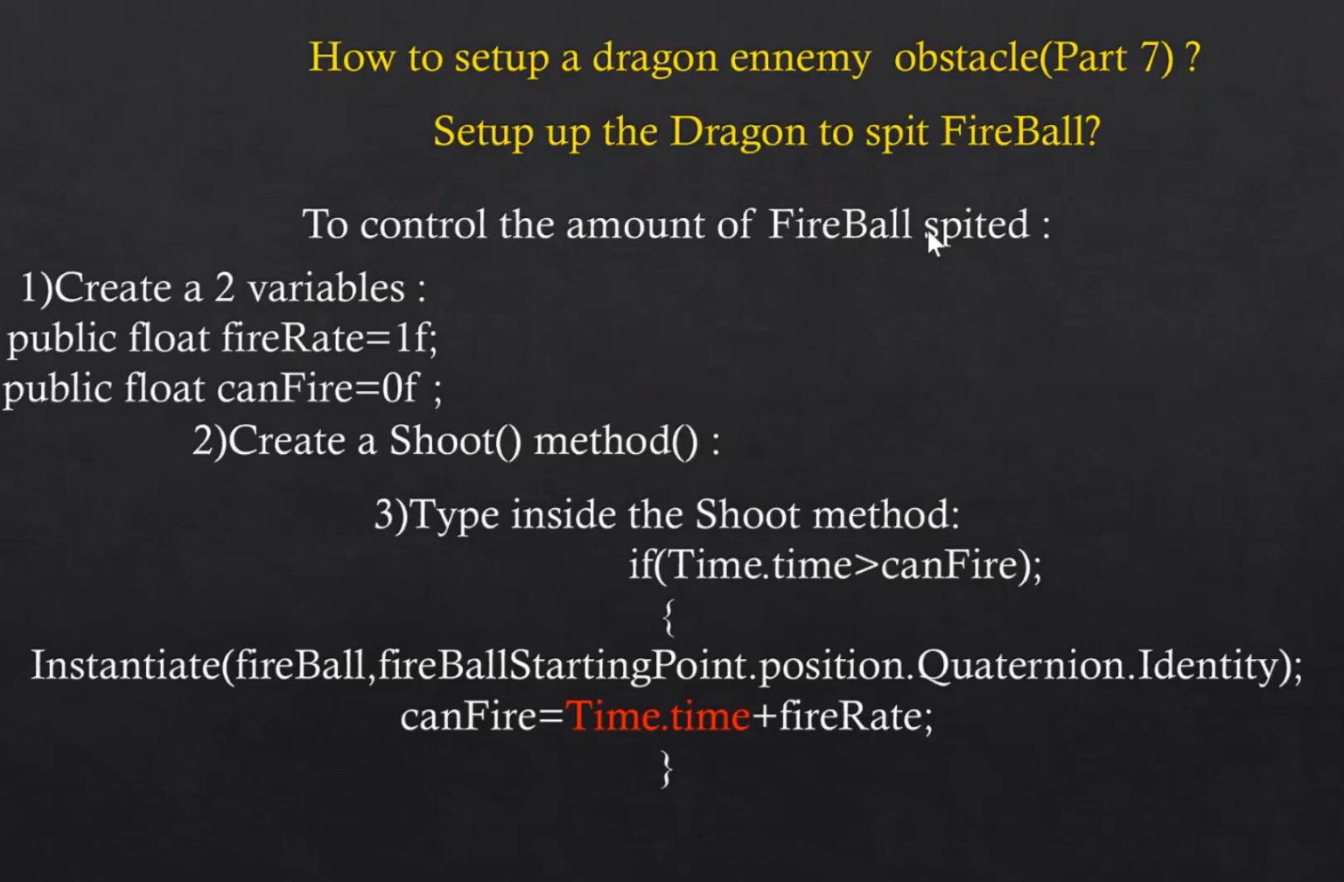Guys, to control the amount of fireball spat, you must first create two variables. The fire rate, which must be equal to 1 to initialize, and the can fire must be initialized to 0. Second, you must create a shoot method, and inside this shoot method you have to type those lines of code. The main purpose, guys, is to use the time variable to manage the delay between two fireballs spat by the dragon from the starting point.